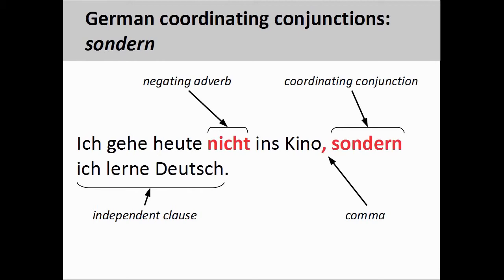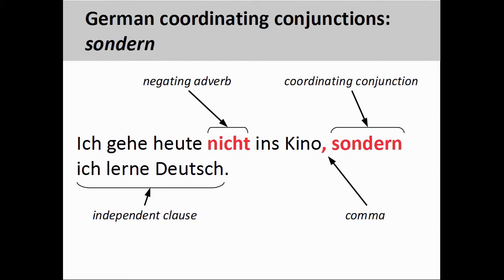Finally, it is important to note that there is a difference between aber and sondern. Although both could be translated as but into English, sondern has the additional meaning of rather, instead, and on the contrary. The coordinating conjunction sondern is used to provide contrasting and corrective information in the second clause, and can only be used when a negative element such as nicht, not, nie, never, or kein, no, is contained in the first clause.